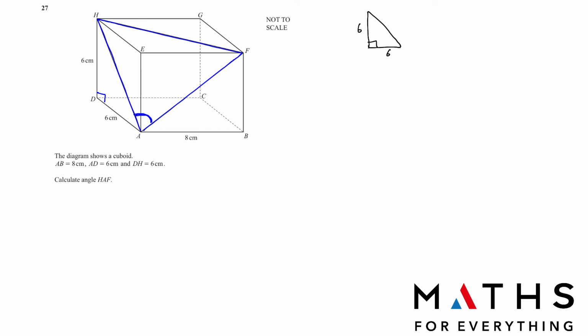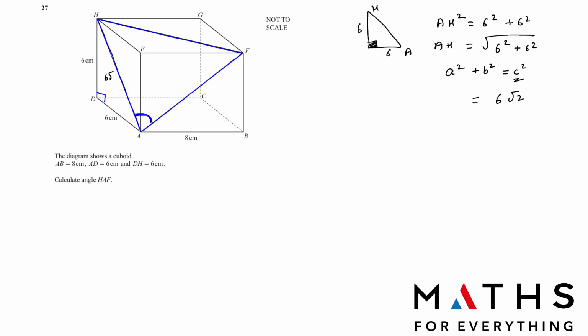We want to find AH. We will use the Pythagoras theorem. So AH square is equal to 6 square plus 6 square. Therefore, AH will equal square root of 6 square plus 6 square. AH is your hypotenuse. Hypotenuse is the side opposite the right angle, and we always use a square plus b square is equal to c square, where c is your hypotenuse. So using this, we will get the answer 6 square root 2. No need to round it for now, leave it like that. So we found one side. This is 6 square root 2.